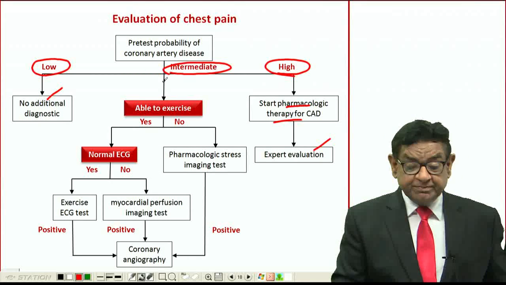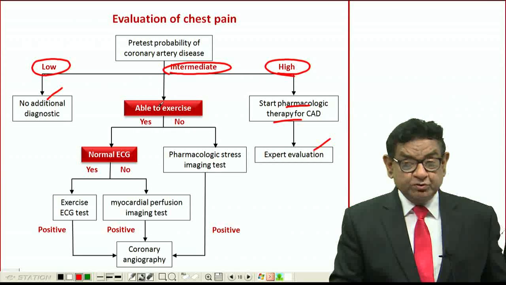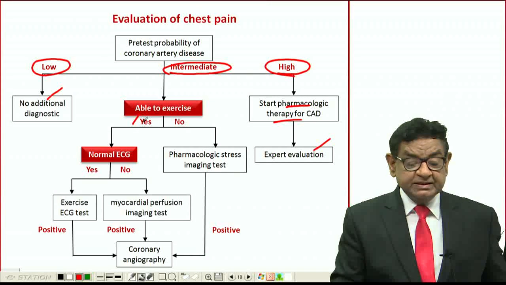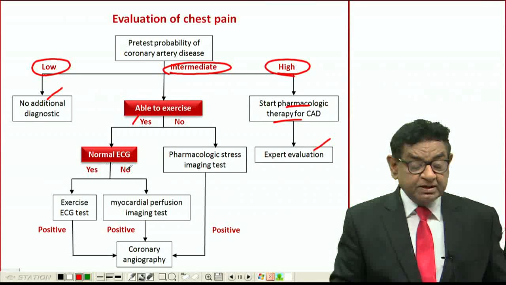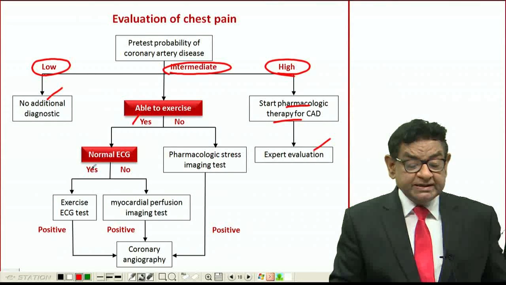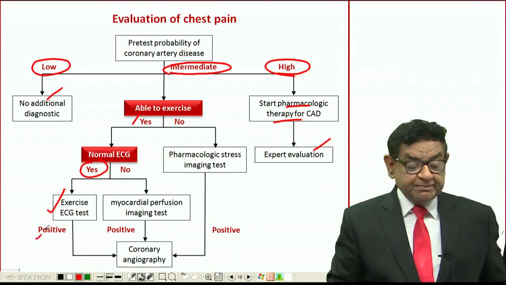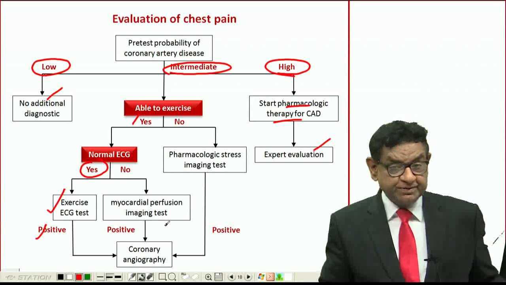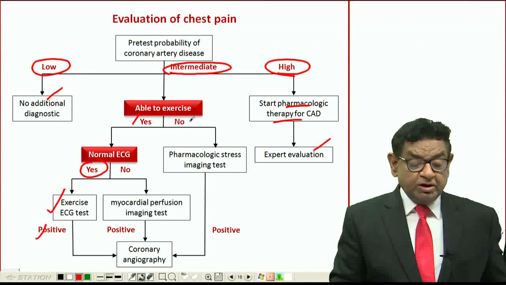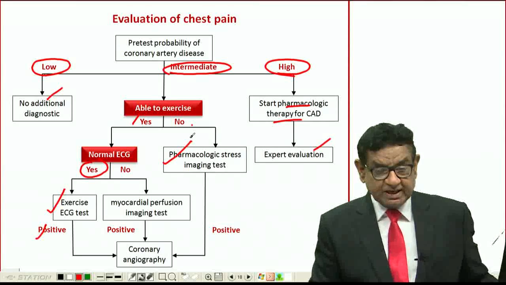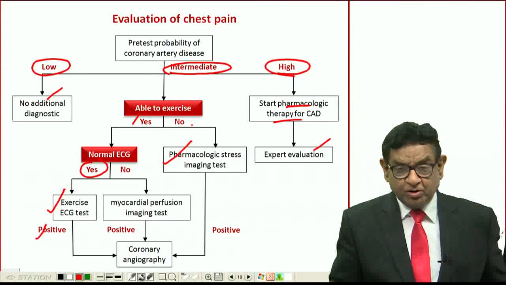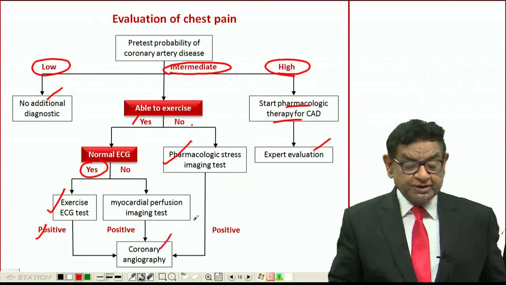But for those who have intermediate risk, are they able to do exercise? Yes. Go for ECG, normal or abnormal. If normal ECG is there, go for TMT. TMT test positive, go for angiography. If not able to do exercise, go for pharmacological stress test, which we discussed just now, maybe dipyridamole or dobutamine. Positive, go for angiography.